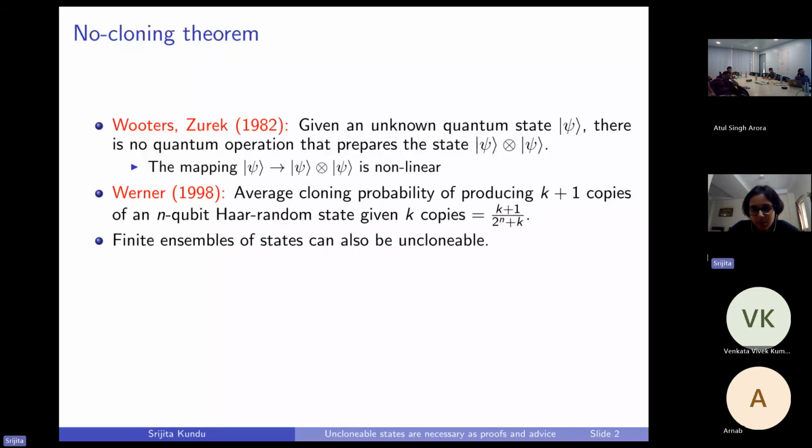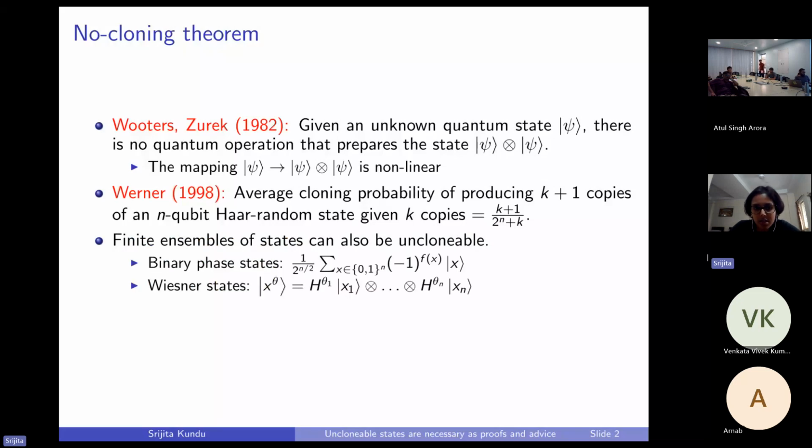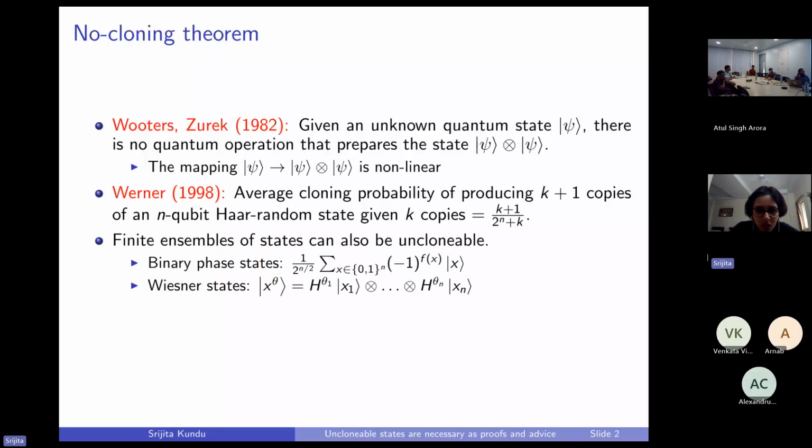This is only for Haar random states, which are continuous, but finite ensembles of states can also be unclonable. Some good examples are binary phase states, where you take a random Boolean function and a superposition over all its inputs, and put the sign of f(x) as the phase of x. Also Wiesner states, which are used for quantum money and such. All these results are information theoretic, so they are without any assumptions on the computational power of the cloning operation.